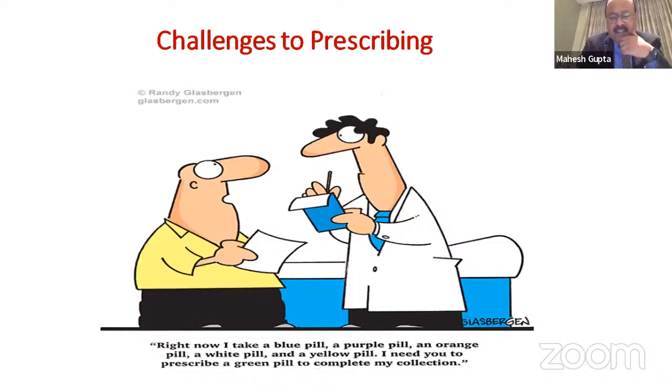And see, this is one of the challenges. Patient: can you see here what is happening? Right now, I take a blue pill, a purple pill, an orange pill, a white pill, and a yellow pill. I need you to prescribe a green pill to complete my color collection. So this is the kind of pressure sometimes you need to face, where patients demand treatment from you.